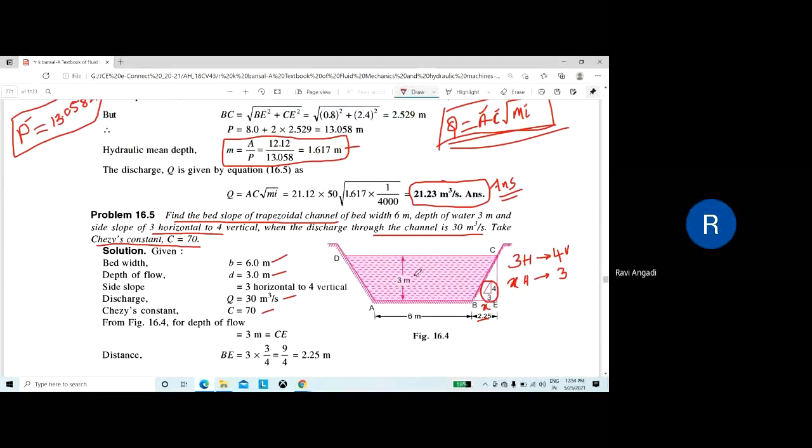For X horizontal, 3 is the depth. Correct? I hope you understand. That 4 is for the side slope given. You should not take it as for the entire depth of the channel. For 3 horizontal, 4 is vertical. For X horizontal for the entire channel section, what is the vertical? 3. This is 3 vertical. Cross multiply it: X into 4, then 3 into 3.